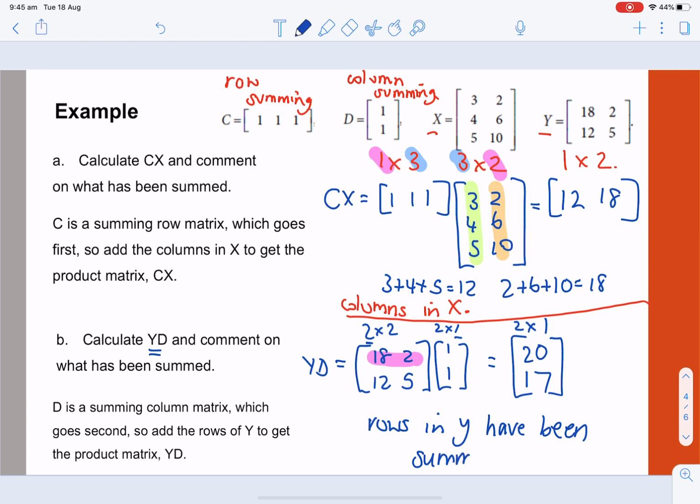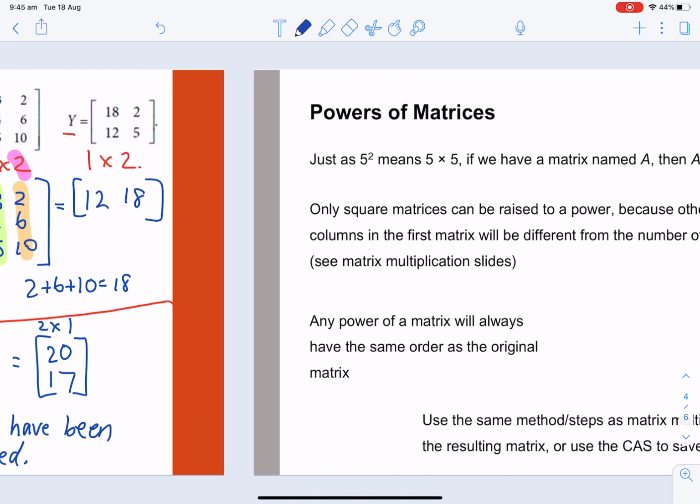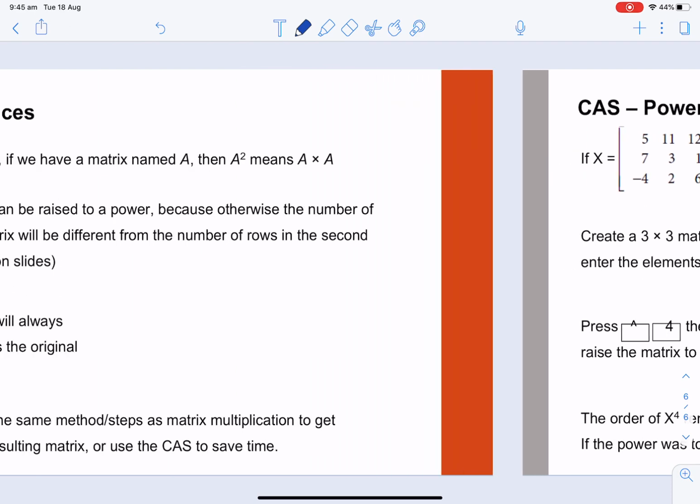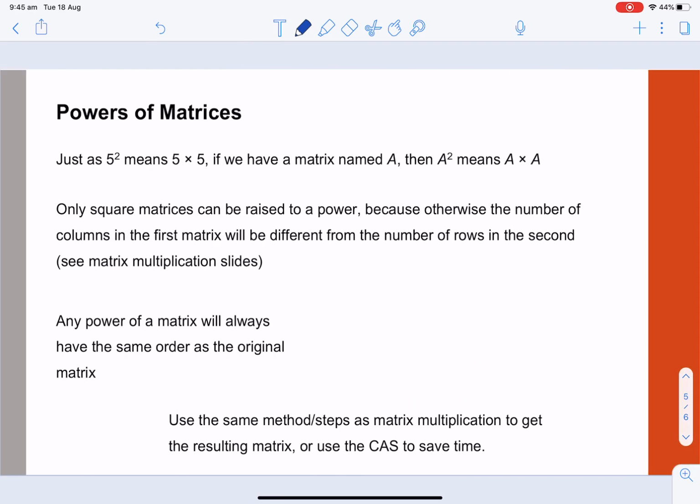Now, if you're looking at your textbook and you're going, but the textbook says C and D, it's not. It's actually X and Y. It's an error. Not my fault. All right, on to power of matrices.